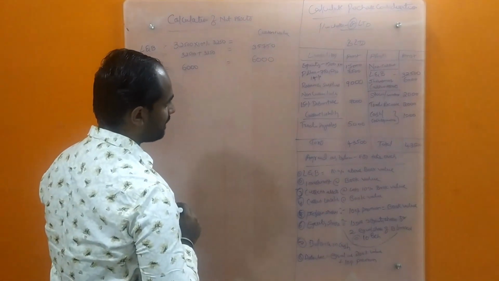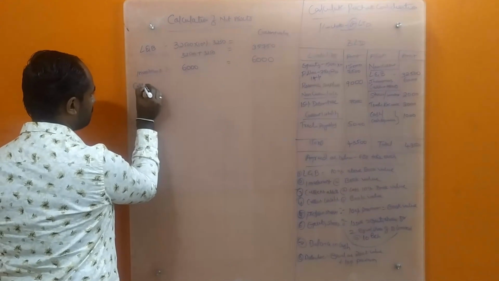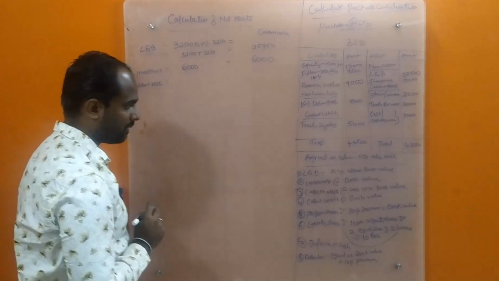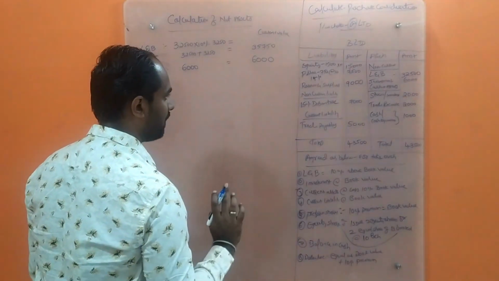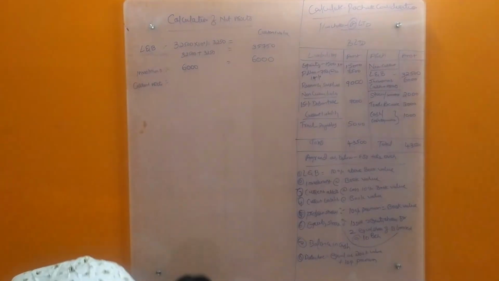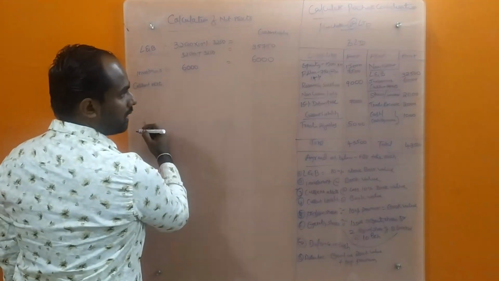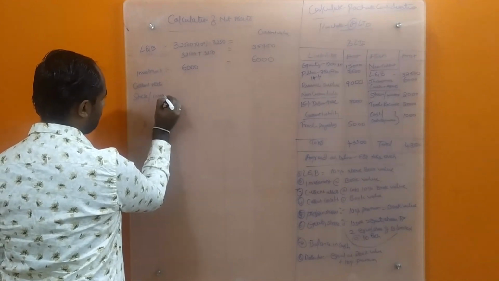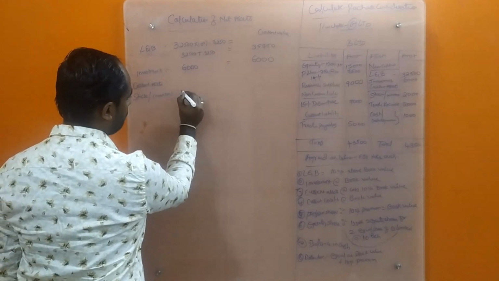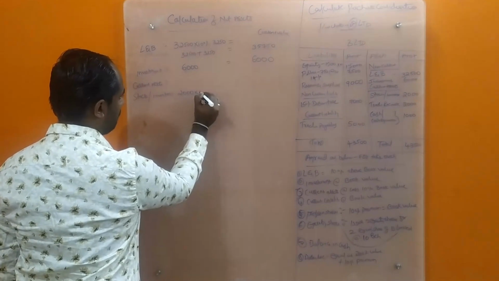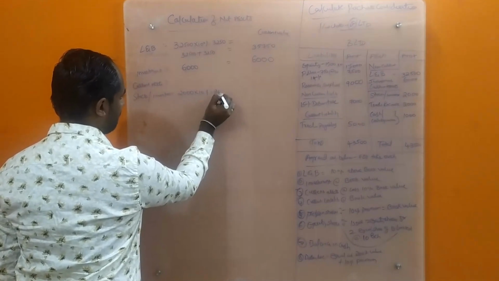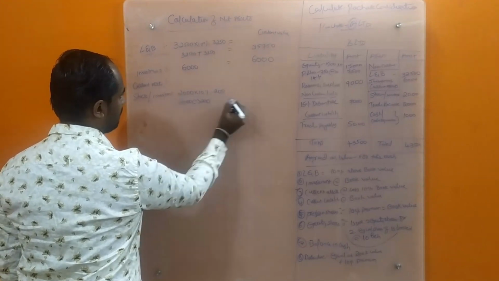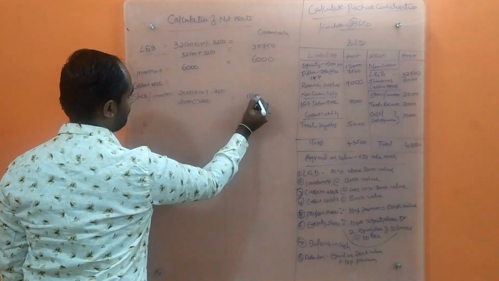Okay. Next, current assets. Current assets are at 10% less than book value. First, stock or inventories. 2,000 into 10% is nothing but 200. So 2,000 minus 200 is equal to 1,800.